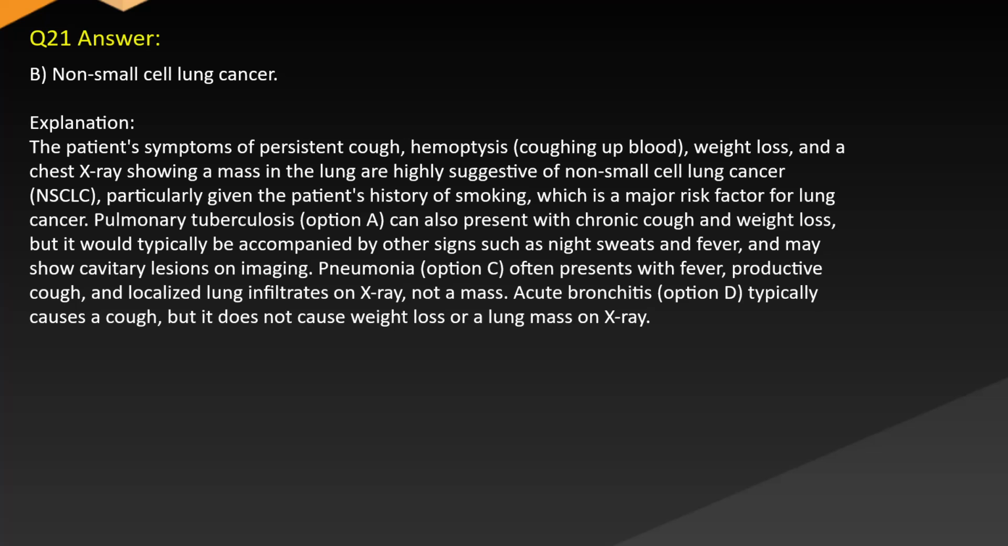Pulmonary tuberculosis, option A, can also present with chronic cough and weight loss, but it would typically be accompanied by other signs such as night sweats and fever, and may show cavitary lesions on imaging. Pneumonia, option C, often presents with fever, productive cough, and localized lung infiltrates on X-ray, not a mass. Acute bronchitis, option D, typically causes a cough, but it does not cause weight loss or a lung mass on X-ray.